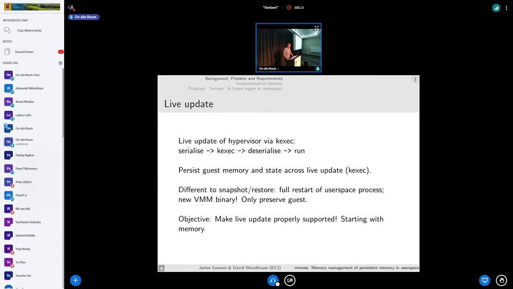So live update essentially would involve serializing existing running virtual machines, pausing the vCPUs, kexecing into a new kernel, starting up new user space VMM processes, like a new version of QEMU, deserializing your vCPUs and then resuming them running from where they left off. So the same guest instruction pointer values, same guest registers, all that sort of thing. And the requirements here are that we need to persist guest memory and state across this process so that it's able to resume from where it left off.